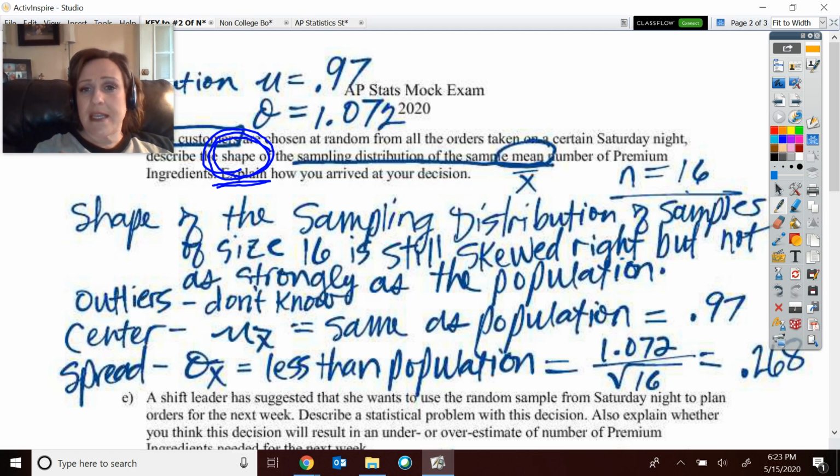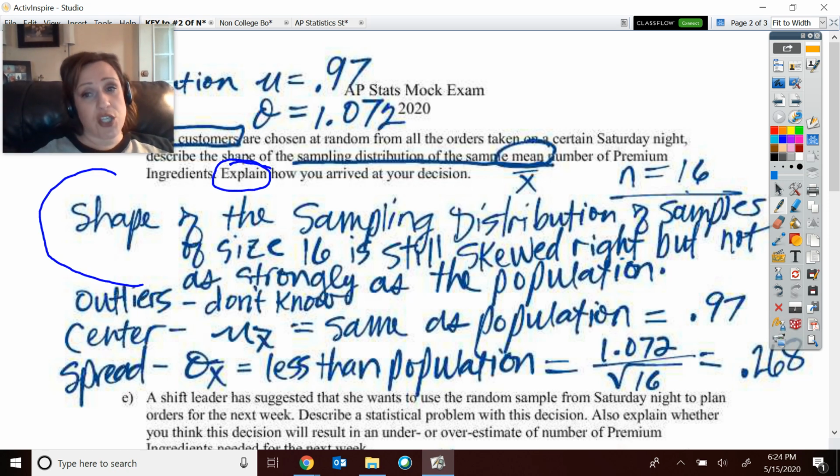The shape of the sampling distribution of samples of size 16 is still skewed right, but not as strongly as the population. And you know what I did not do that I am now seeing I did not do? Explain how I arrived at that. So I did not address here that that sample size of 16 was not large enough to overcome the problem, and I should have. So I would have gotten marked off. I did not explain why it is still skewed to the right.